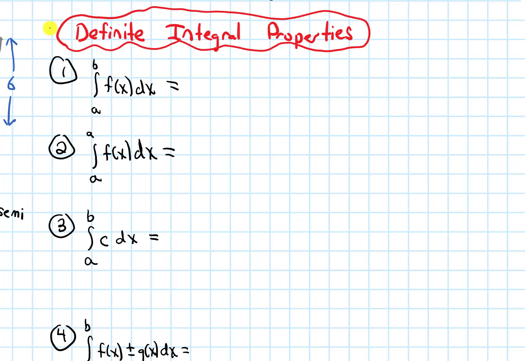In this video, we will talk about definite integral properties. So the first property says that if we have the integral from a to b of f of x dx, that is equal to the negative integral where we switch these numbers, so the b down here and the a up here, f of x dx.